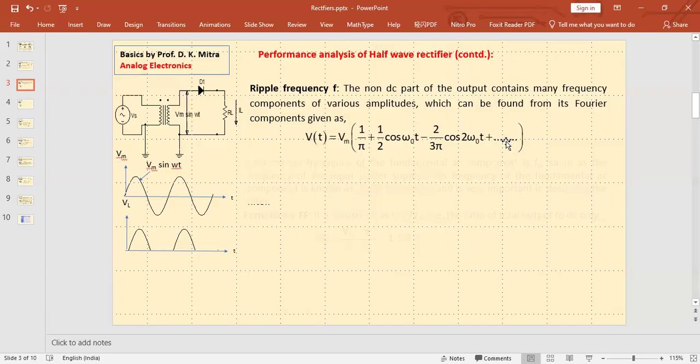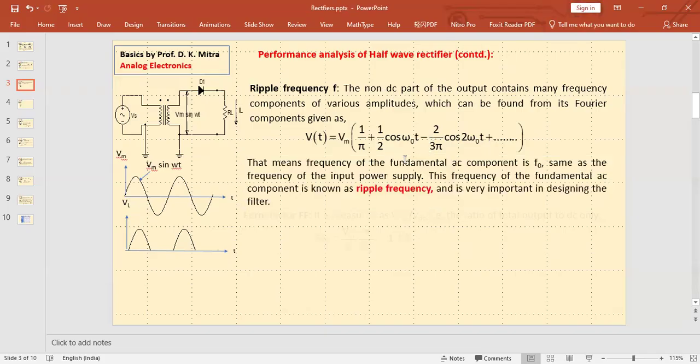But you can see its amplitude is 1 by 2, 1.5. This amplitude is much less, 2 by 3 pi, much less. So we normally ignore the higher components. So we talk about this component, and you see its AC frequency is omega 0, F0. That means the fundamental ripple frequency, that means the frequency of the fundamental AC component is F0, which is same as the frequency of the input power supply.